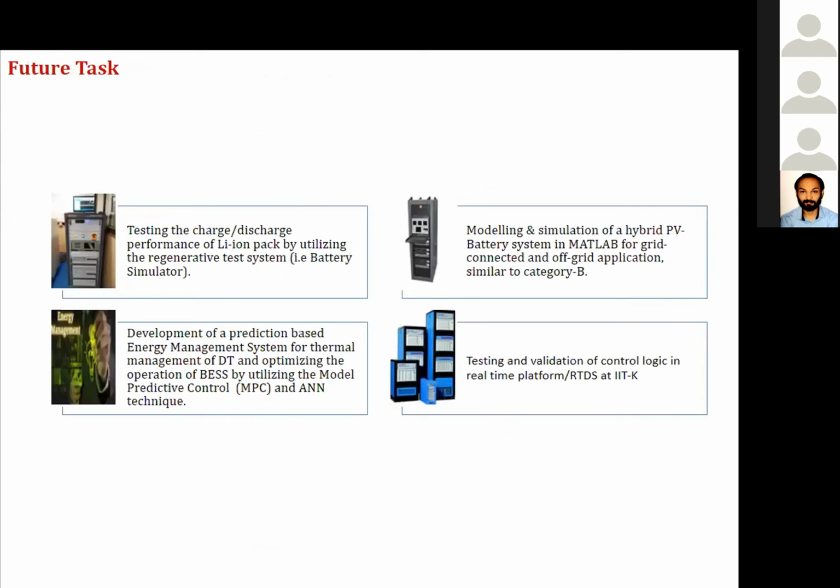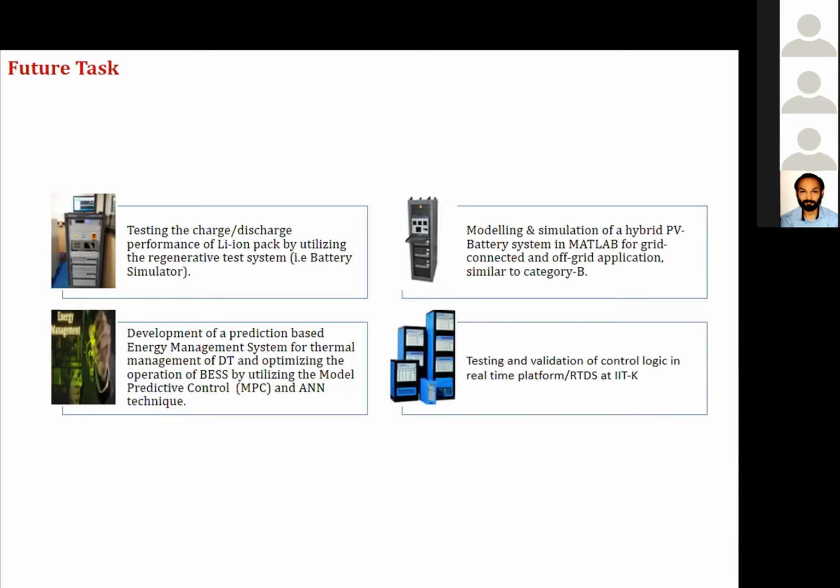And the future task is testing the charge and discharge performance of the lithium ion pack by utilizing the regenerative test bed and the battery simulator at the TERI lab. And then the modeling and simulation of hybrid PV battery system in MATLAB for grid connected and off-grid application similar to category B. And then the development of the prediction-based energy management system for thermal management of DT, optimizing the use of battery energy storage system and using the artificial neural network.